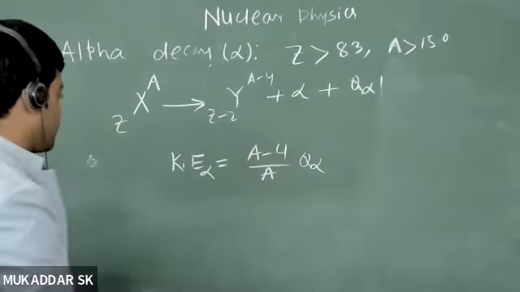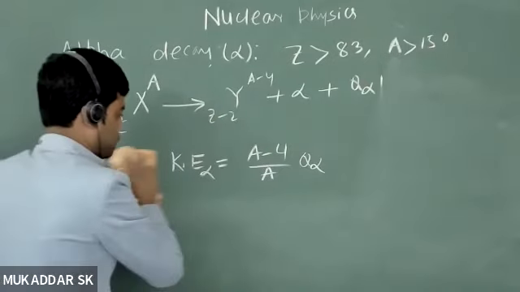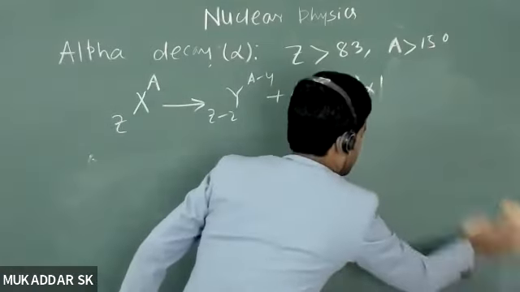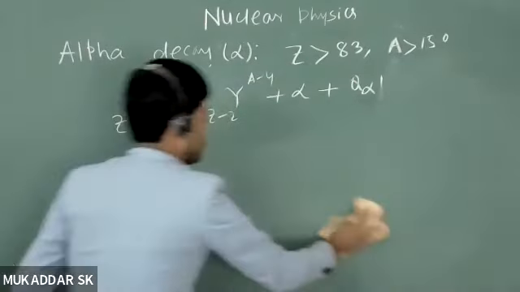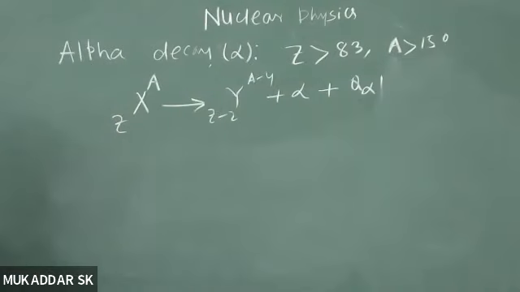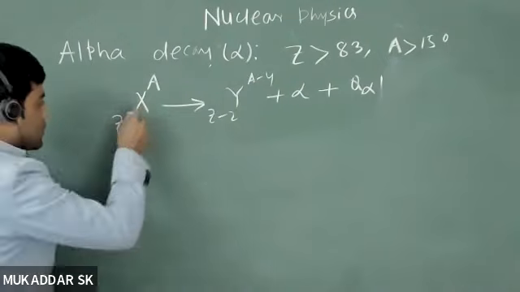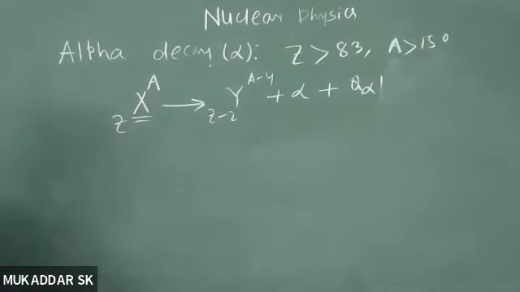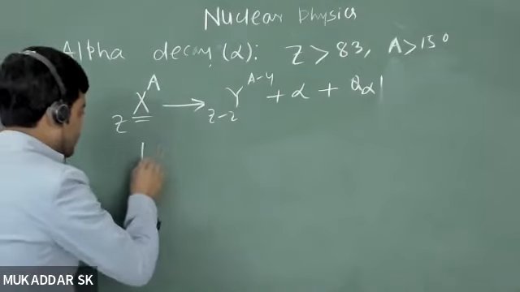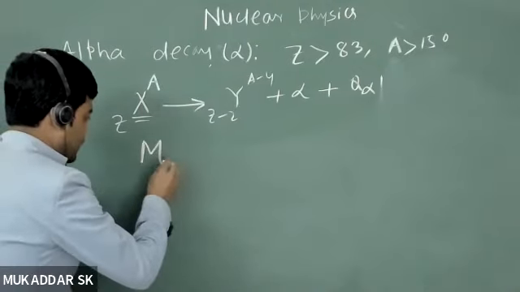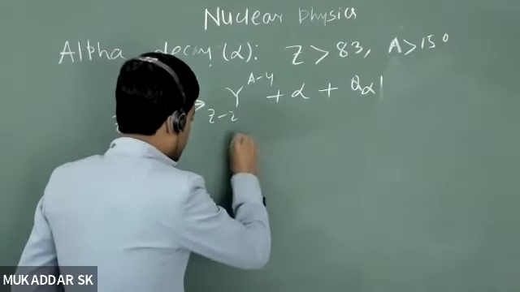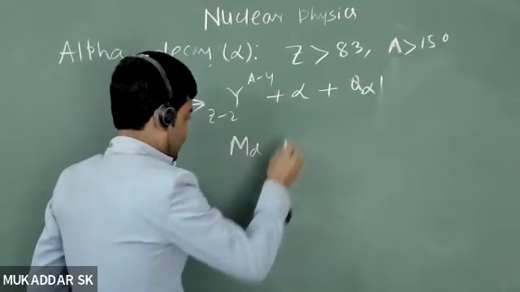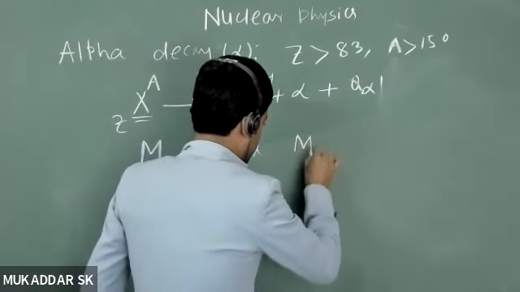So now I'll derive this. Okay. So suppose this is your parent nuclei. The nuclear mass of the parent nuclei, let us assume for the sake of time, is mt. The nuclear mass of the daughter is md, and the nuclear mass of the alpha particle is m alpha.